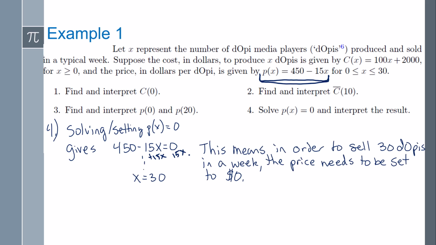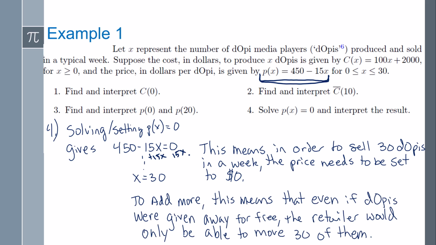Now this means in order to sell 30 DOPs in a week, the price needs to be set at $0. Now to add to this, it means that even if DOPs were given away for free, the retailer would only be able to move 30 of them. So you can't move more than 30.